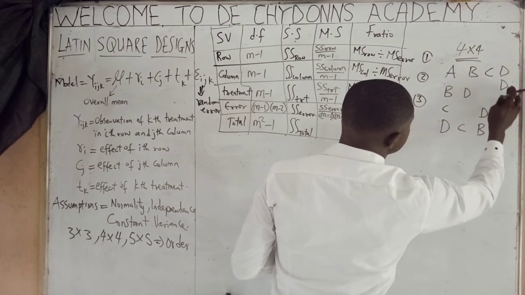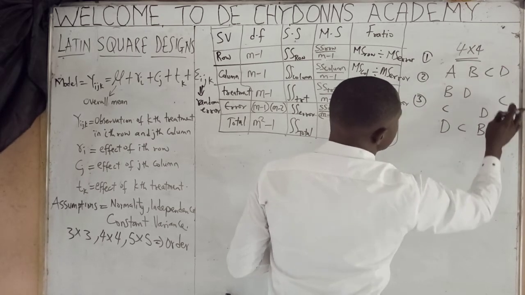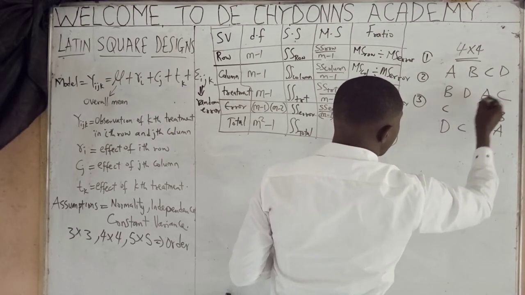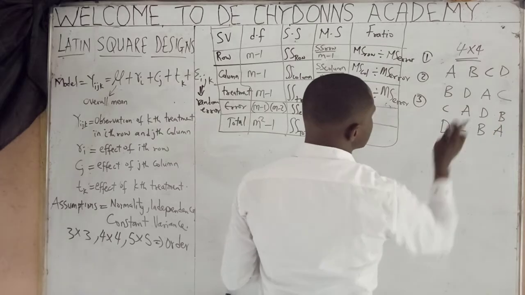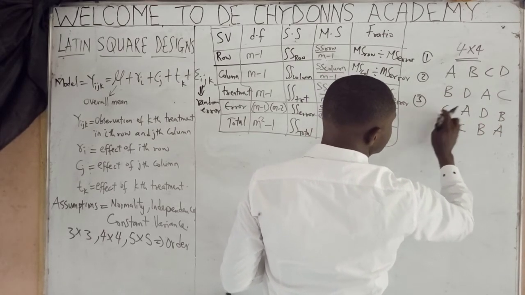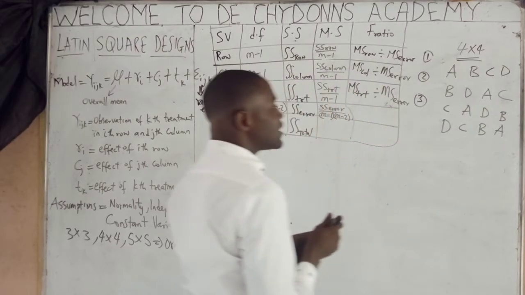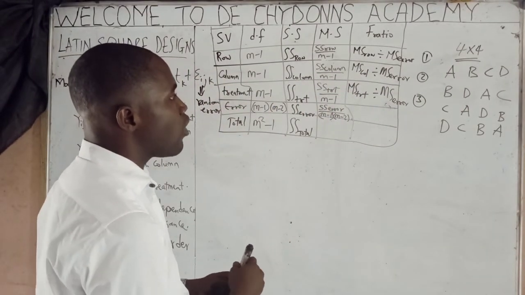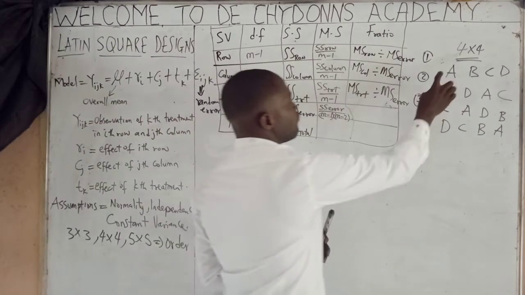A, B, C, D. Now write D, D, A, A. That is A, C, D, B. So that is how you can randomize it when you are having 4 by 4. 4 by 4.